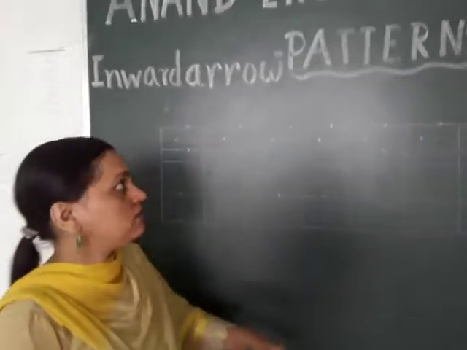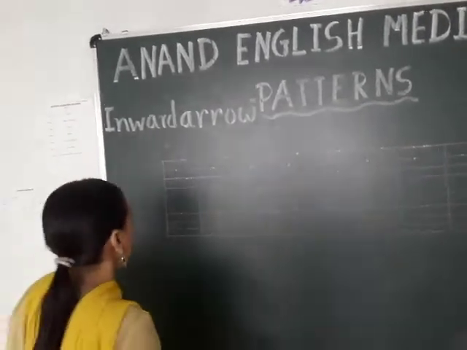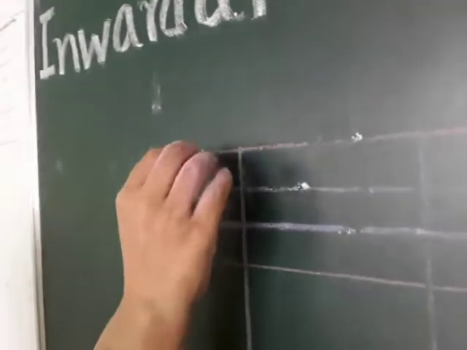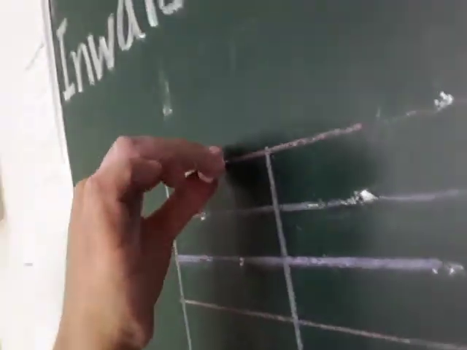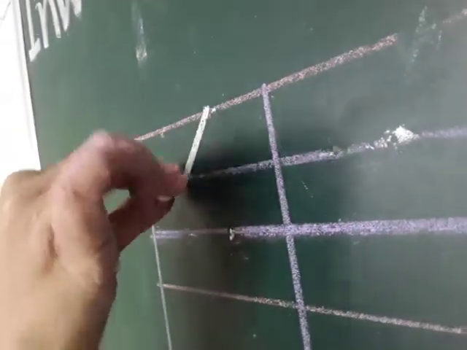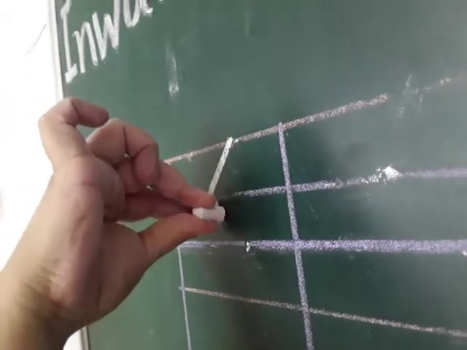Today we learn patterns. Today we learn inward arrow. Open your books and take your pencil. In your book there are dots. Start from first dot. Come down and continue this line and join all these dots.